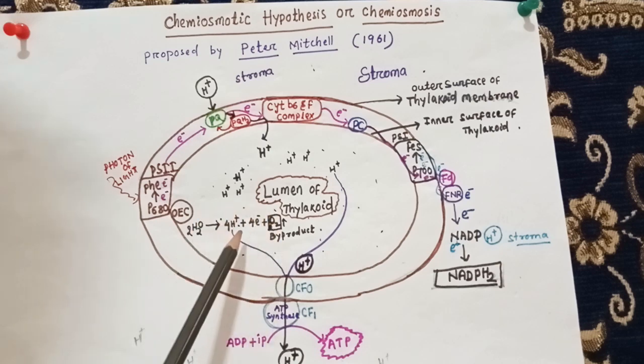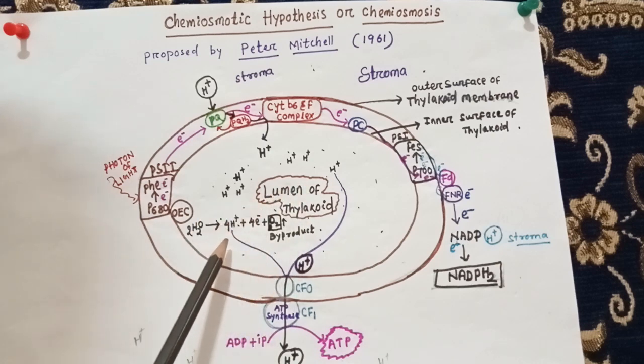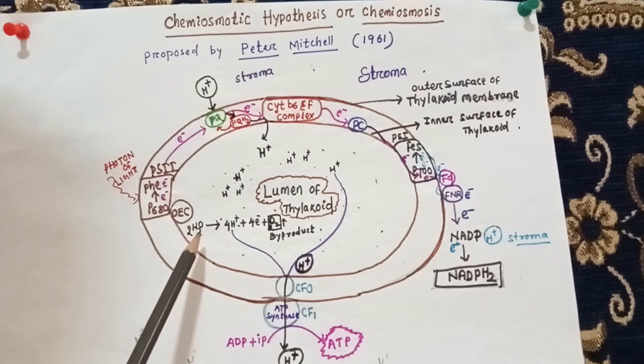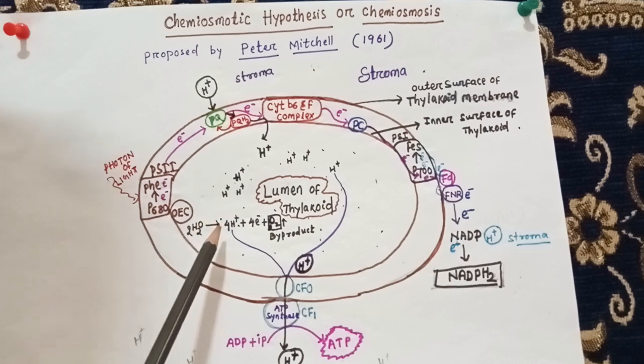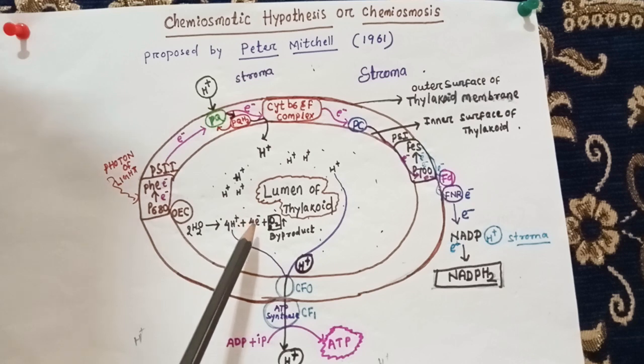Photolysis of water takes place inside the lumen of the thylakoid, through which the water molecule is split into protons, electrons and oxygen.